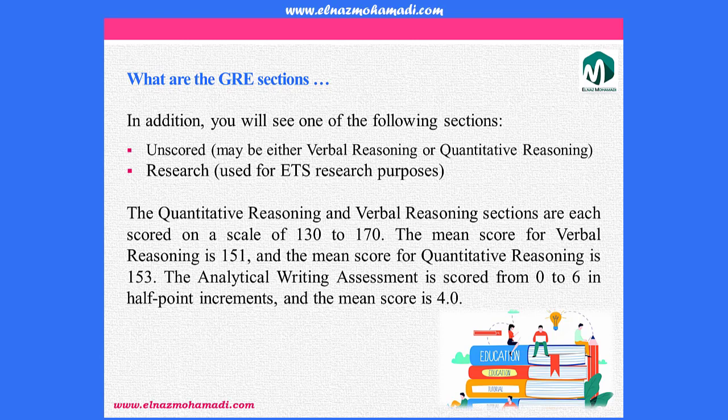The quantitative reasoning and verbal reasoning sections are each scored on a scale of 130 to 170. The mean score for verbal reasoning is 151, and the mean score for quantitative reasoning is 153. The analytical writing assessment is scored from 0 to 6 in half-point increments, and the mean score is 4.